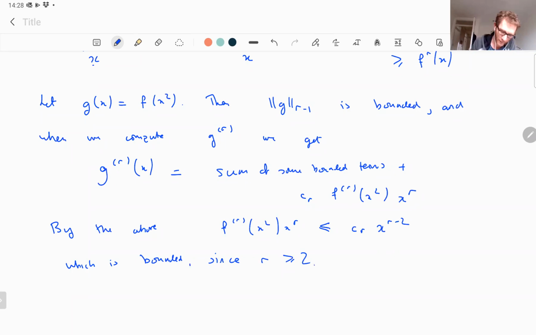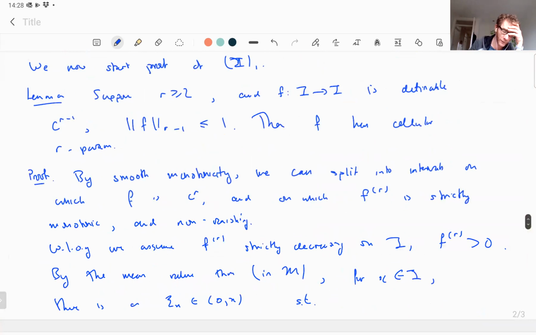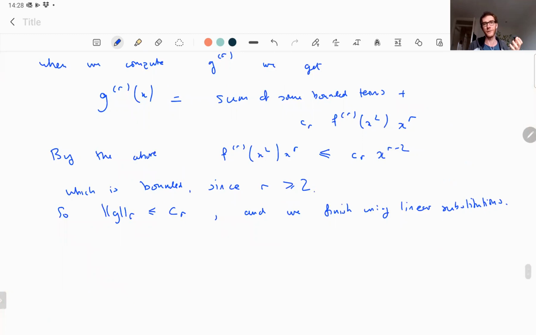So this g has the property we want, almost. It's less than or equal to some constant, and then we use linear substitution again to make that 1. So that proves the lemma, that proves R parameterization under this assumption that R is at least 2. So then you have to handle the first derivative and then you'll be okay inductively. And the first derivative roughly you handle by taking the inverse if you need to. So let's do that.